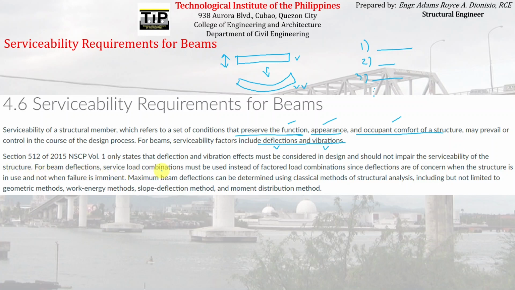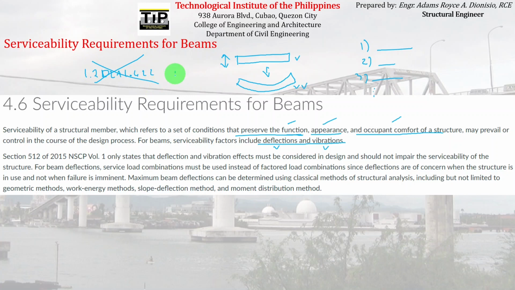For beam deflection, service load combinations must be used instead of factored load combinations since deflections are of concern when the structure is in use and not when failure is imminent. So, whenever we compute for the deflection of a beam, as what is mentioned here, we don't use the ultimate load, the factored load, yung naka-multiply na sa mga 1.2 dead load, ganyan, plus 1.6 live load. Hindi yan yung in-expect natin na mag-i-induce ng deflection. If you want to compute the deflection of a beam, we don't use that factored load.